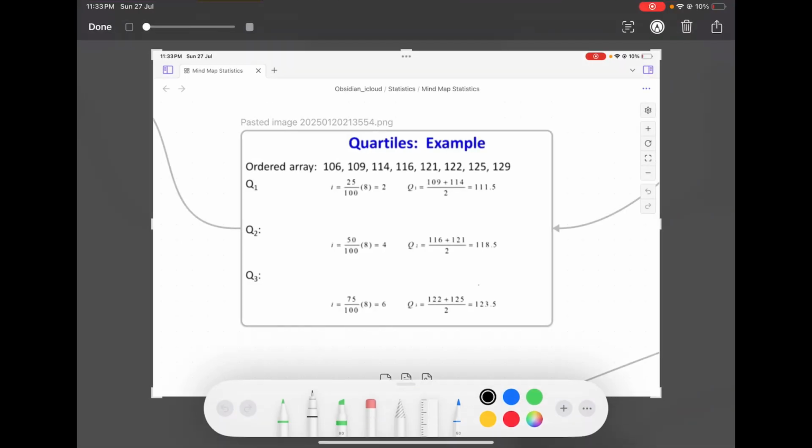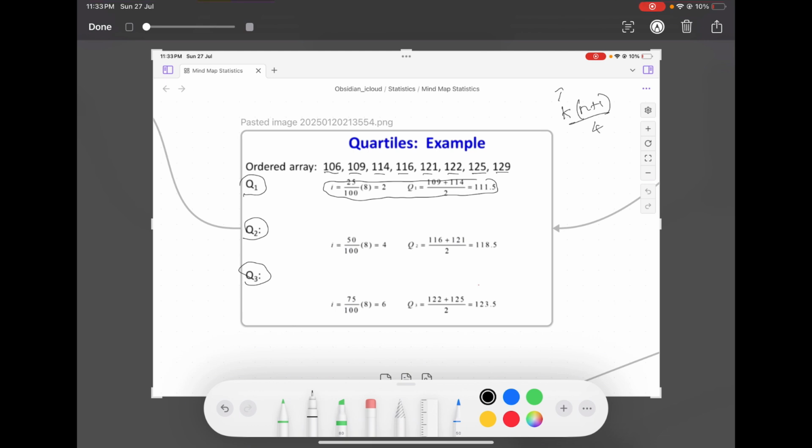Okay. So here in the example, the data given is 106, 109, 114, 116, 121, 122, 125, 129. You are asked to calculate the first quartile, second quartile, and third quartile. We are using a method not exactly given in this example, so this gives you only an approximate value. So what we are doing is to use this formula, that is k into (n plus 1) divided by 4.